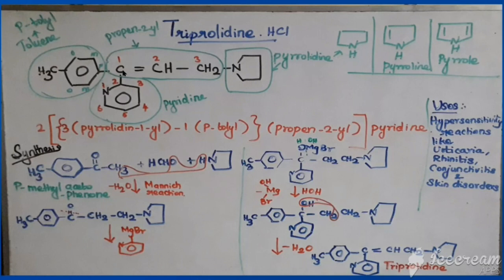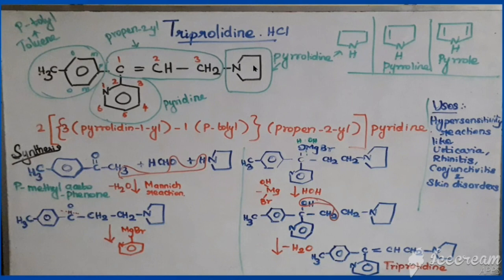So first it is having pyridine, and in second position it is having 2-propene, and the first carbon of 2-propene is connected with toluene. The para position of toluene is attached with it. That's why this group can be called para-toluene. And the third carbon of 2-propene is connected with pyrrolidine.